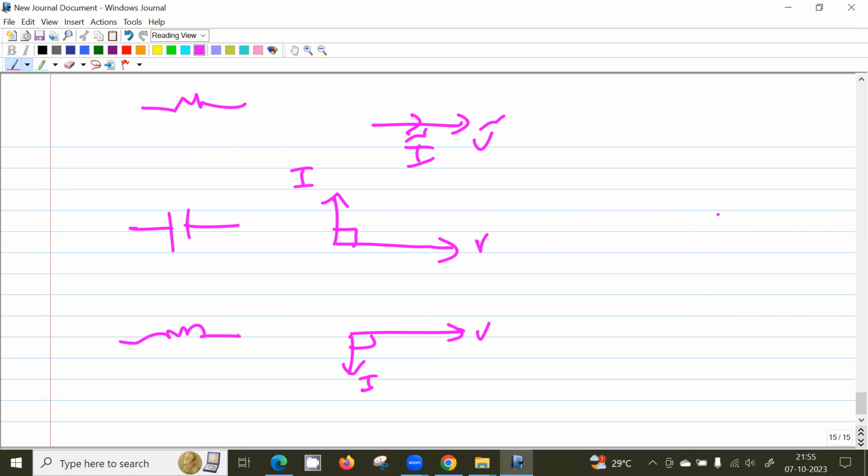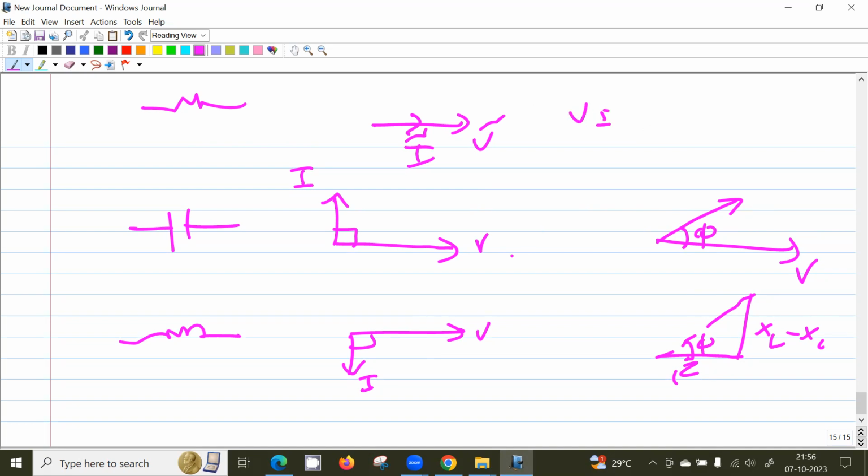But for a combination of R, L, and C, depending on what is dominating, suppose the voltage is this one, the current flowing in that combination will be at an angle phi. That phi angle is given by this: this is R, and this is the combination XL minus XC. So this angle phi is tan inverse of XL minus XC by R, or I can say tan phi is XL minus XC by R.